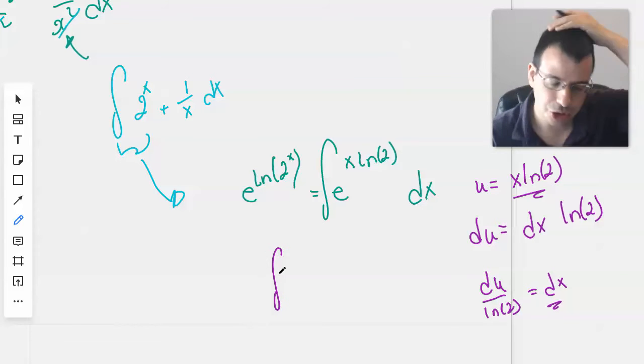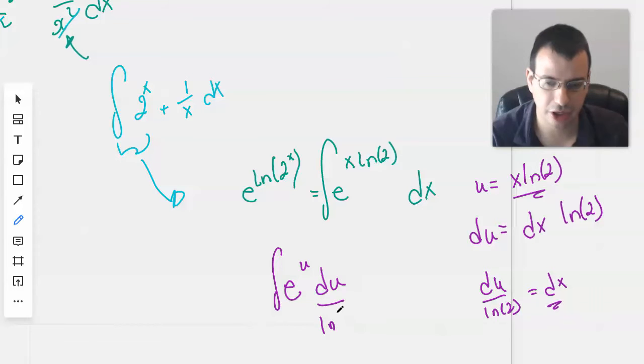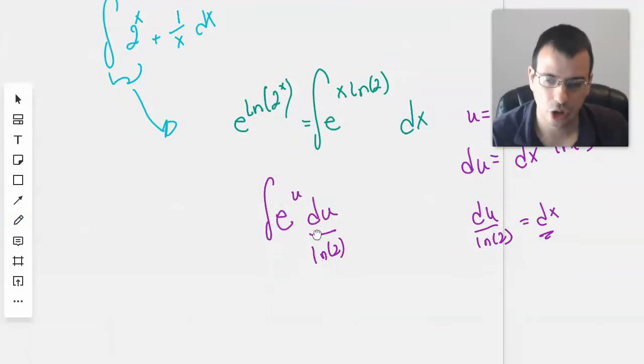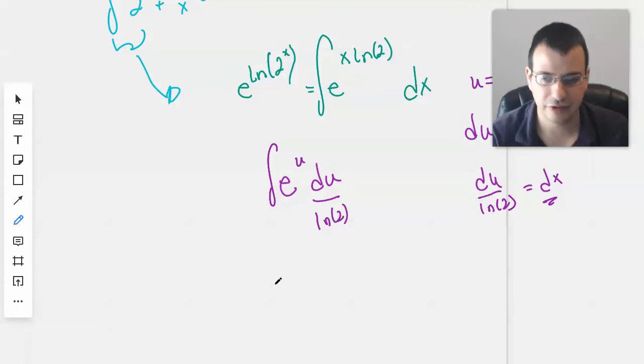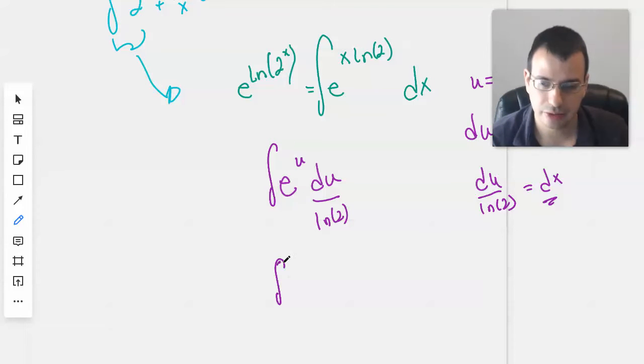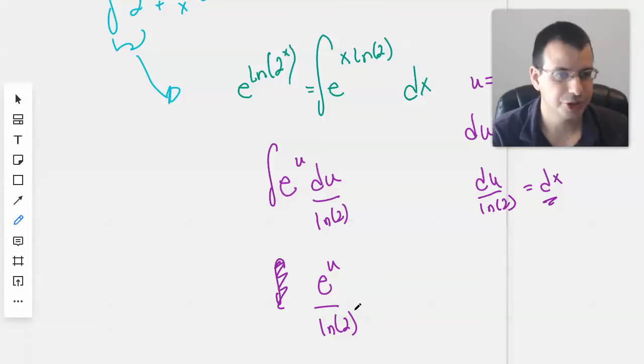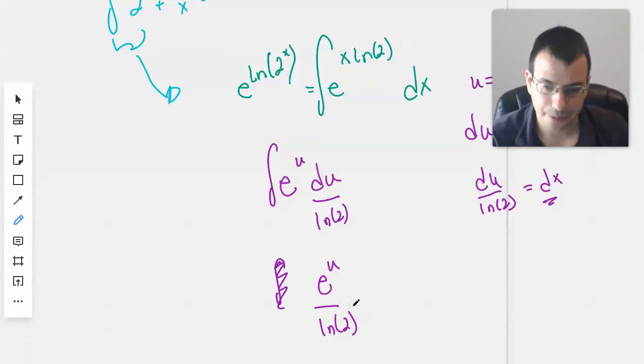And substitution is just going backwards on the chain rule. It is the inverse of the chain rule. So we have something like e to the u du over natural log of 2. We know the derivative of e to the u, that's just something that we memorize. And that will be e to the u over natural log of 2. Yep, derivative of e to the u will be e to the u. And there's a plus c, but I'm going to leave that off for now.